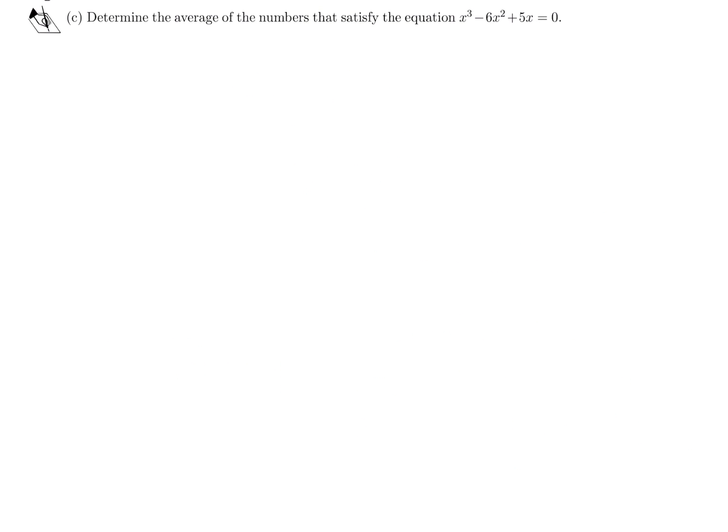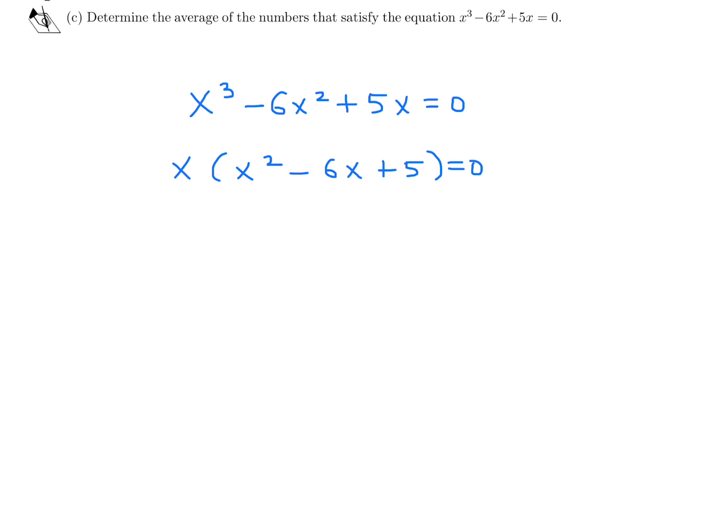Determine the average of the numbers that satisfy this equation. We have x to the power 3 minus 6x squared plus 5x is equal to 0. Factor out an x and you'll get x squared minus 6x plus 5 is equal to 0. X is therefore going to be out here alone, but then this guy we can factor, and it looks like that will be x minus 5 and x minus 1.